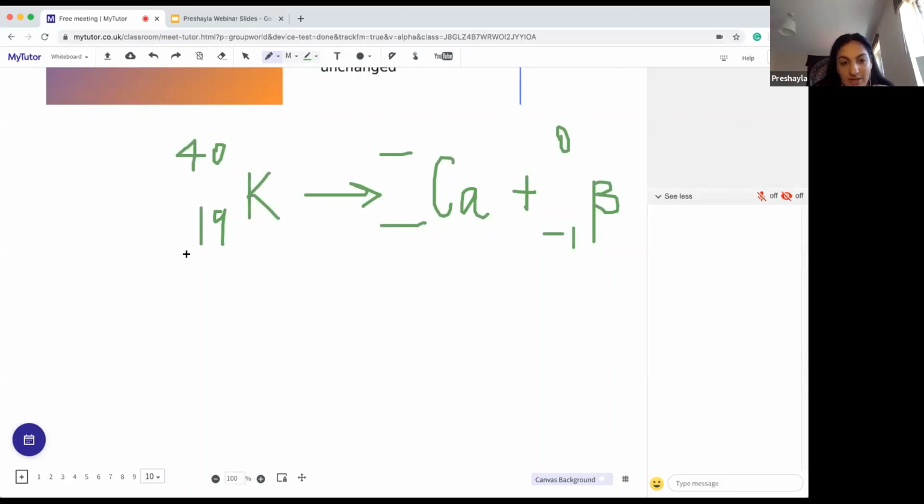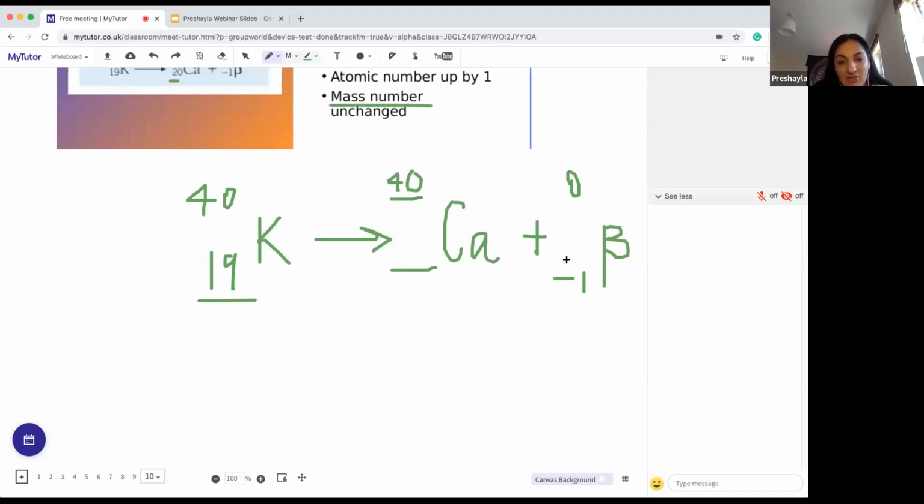So 19 needs to be this -1, whatever this is, -1, and 40 needs to be whatever this is, +0. So we know that 40 stays the same because the mass number is unchanged. And the proton number goes up by 1, 20. The atomic number is 20. 20 -1 is 19. So this sum here, 20 - 1, needs to equal this here.